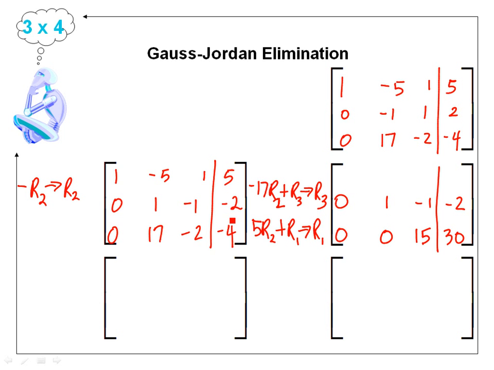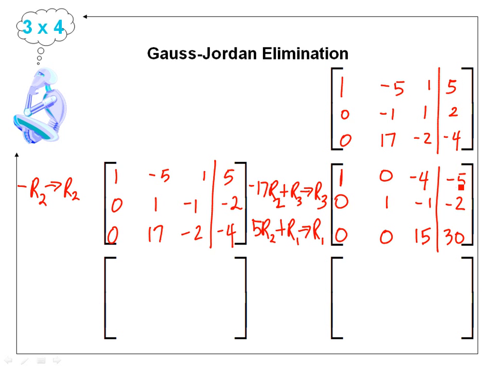Okay. So 5 times row 2 is 0, added to 1 is 1. Good. We don't want that to become anything else but 1. 5 times 1 added to -5. 5 times -1 is -5. And when you add 1 to that -5, you get -4. Then 5 times -2 is -10, and added to 5 is -5.